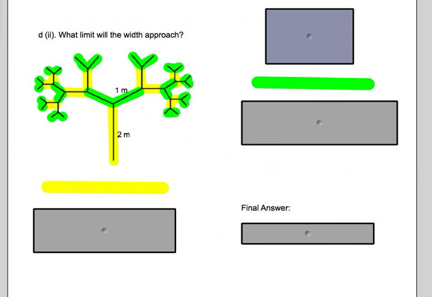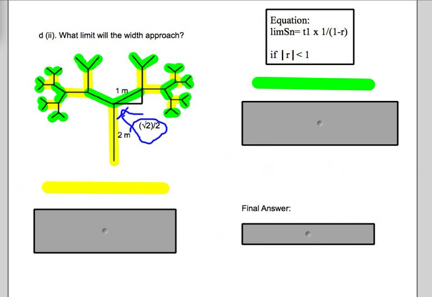What limit will the width approach? In order to find this, you should use the equation for the sum of an infinite geometric series, which is shown in the top right corner. We can begin by finding the width of the green branches. R is equal to 0.25 and t1 is rad 2 over 2, as can be illustrated by the triangle. Your answer should be 0.943 meters when everything is plugged into the equation.